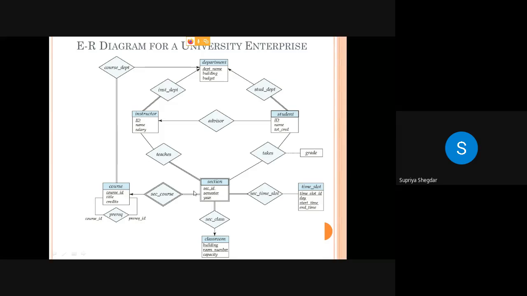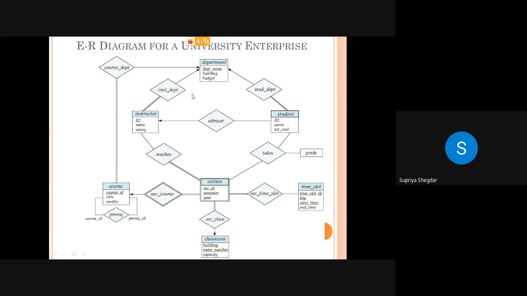Now it is the example of the university enterprise. ER diagram example for the university enterprise. Okay, so here this university enterprise is represented by the ER diagram, means it contains the department as an entity, then student as an entity, instructor as an entity. These are the attributes of the entities. Then between the instructor and the student, the advisor relationship is there. Okay, and between the department and the student, again the student department relationship is there. And here between the instructor and the department, the instructor department relationship is there.